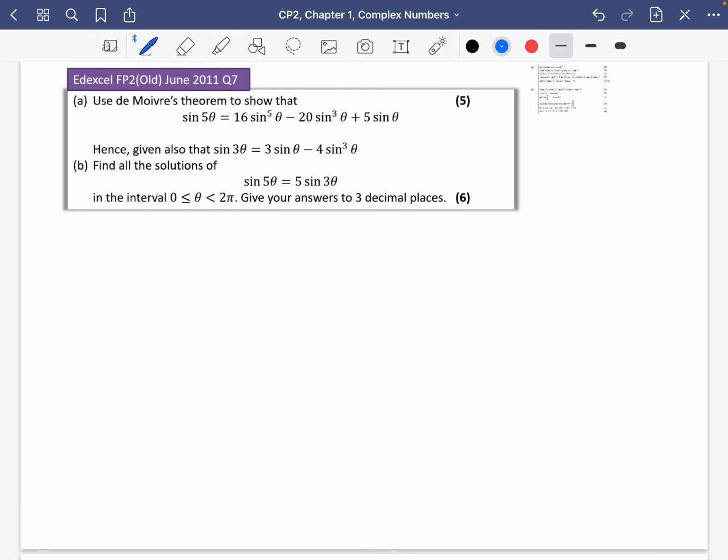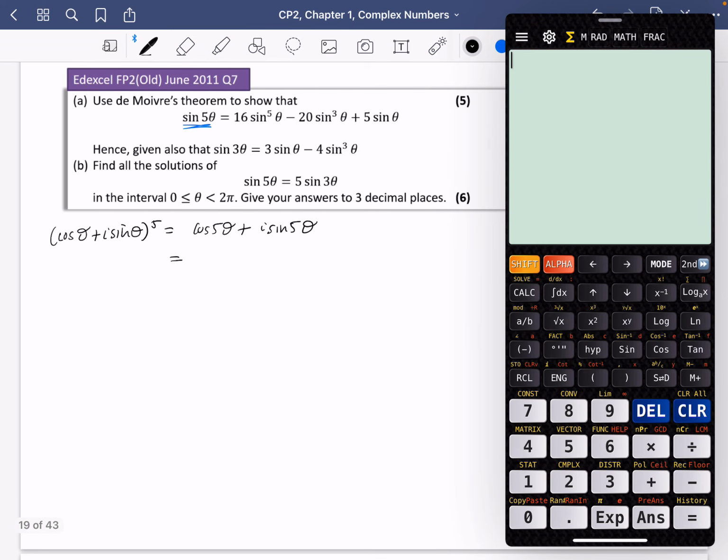So we're going to try and do it for sine 5 theta. So my de Moivre's statement is going to be that cos theta plus i sine theta to the power of 5 is cos 5 theta plus i sine 5 theta. So I'm going to keep going and doing the binomial expansion. Now I'm going to very quickly get my binomial coefficients. So I'm going to do 5 choose 1.